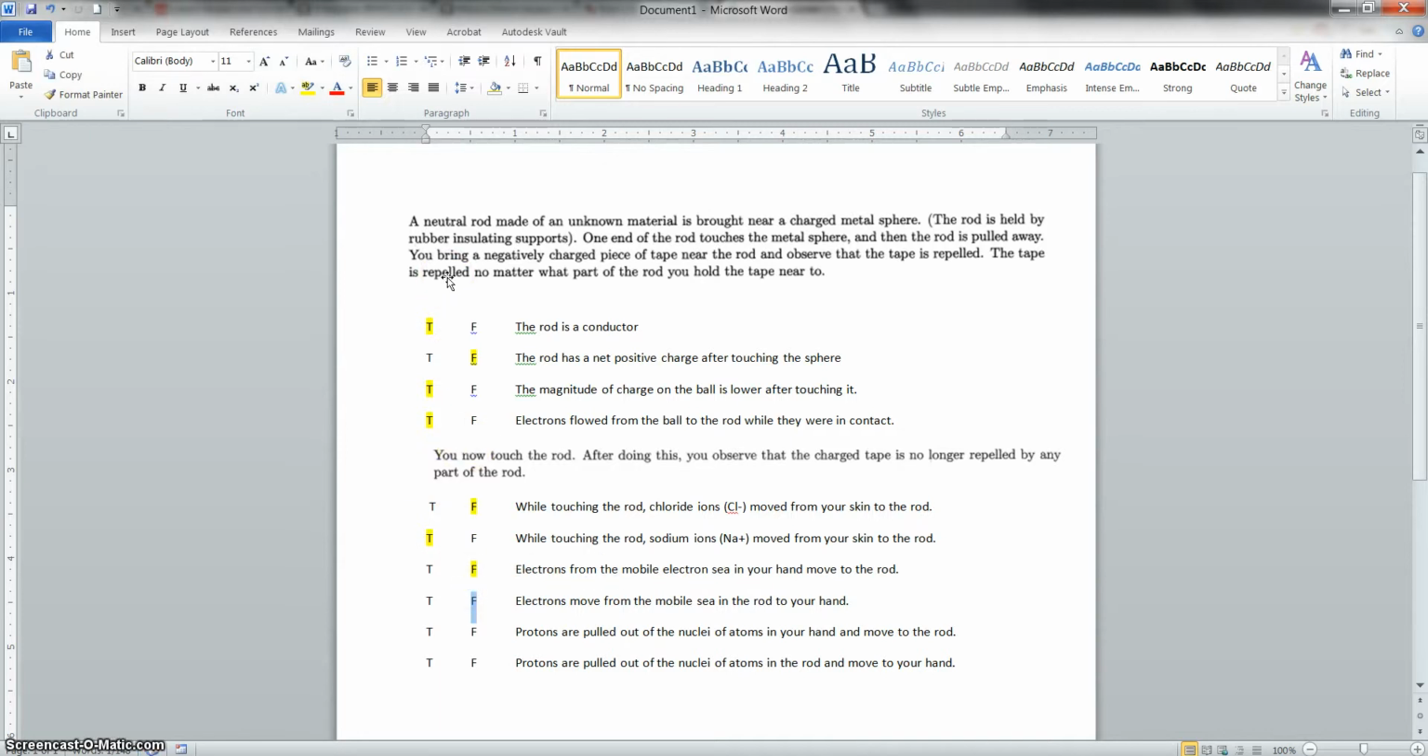Also, again, electrons or negative charges are not going to move from the rod to your hand. So that answer is false as well. Last two things. Protons are pulled out of the nuclei of atoms in your hand and moved to the rod. That never happens. So both of these, whether from your hand or from the rod, must both be false.